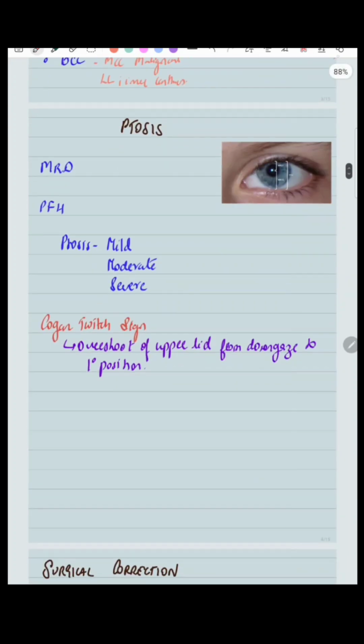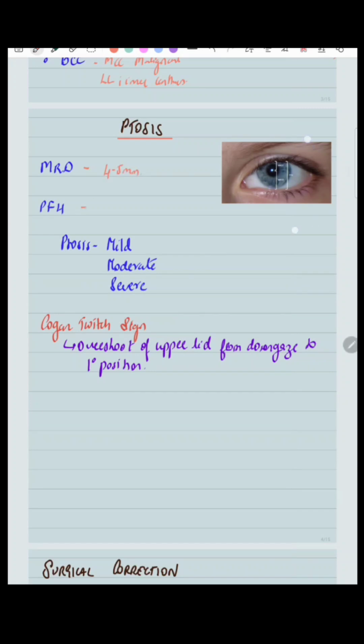Next, coming to ptosis. Ptosis is an abnormally low position of the upper eyelid, and we calculate the margin reflex distance. It is the distance between the upper lid margin and the corneal reflection of a pen torch held by the examiner. The normal measurement is about 4 to 5 mm.